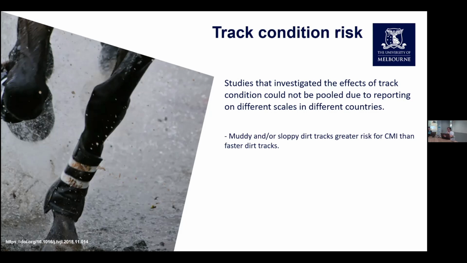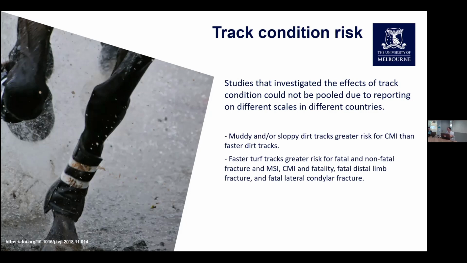musculoskeletal injury. And we found that 9 studies found that faster turf tracks were higher risk for fatal and non-fatal fracture, MSI, CMI, and fatality, fatal distal limb fracture, and fatal lateral condylar fracture. And we found another 6 studies where no difference was found at all. Some of these studies had fewer observations, but we're still finding some studies that don't find any difference in risk.